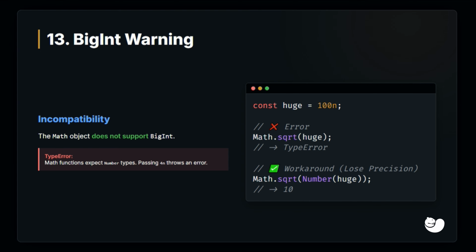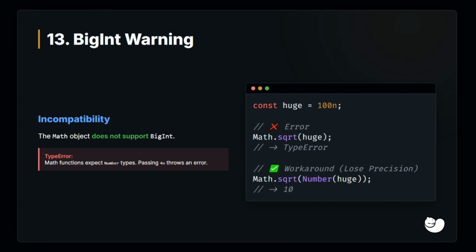Before we conclude, we must address a critical limitation. The math object was designed in an era before BigInt existed, and as such, it is strictly incompatible with this new type. Math methods expect standard floating point numbers. If you attempt to pass a BigInt, a value suffixed with n, into functions like math.sqrt or math.round, JavaScript will throw a type error and crash your script. This is a hard constraint.